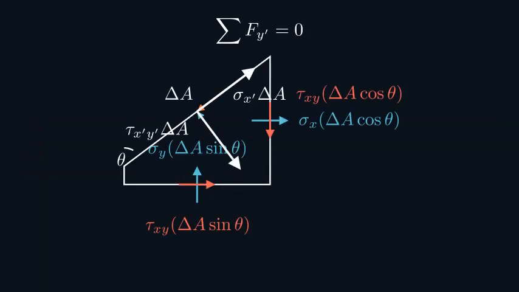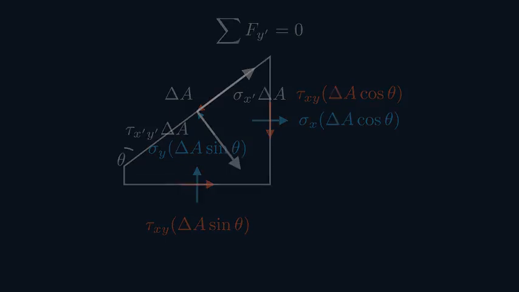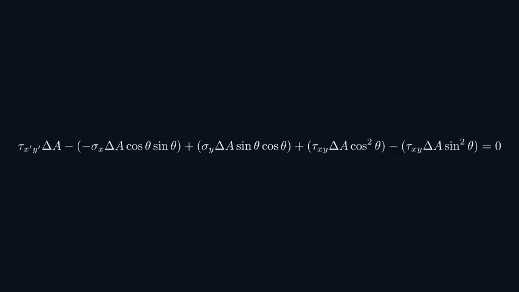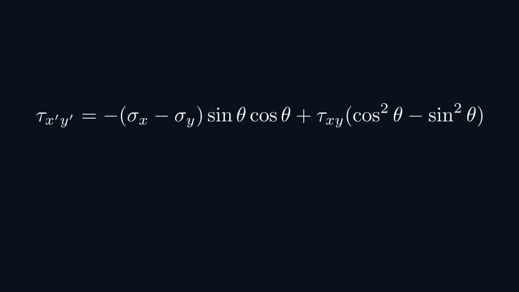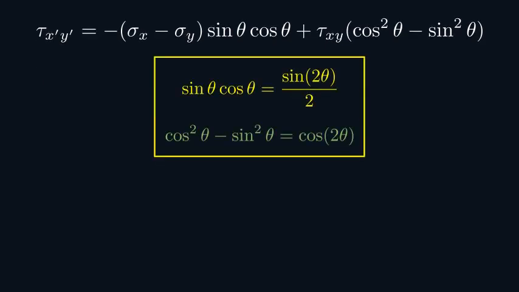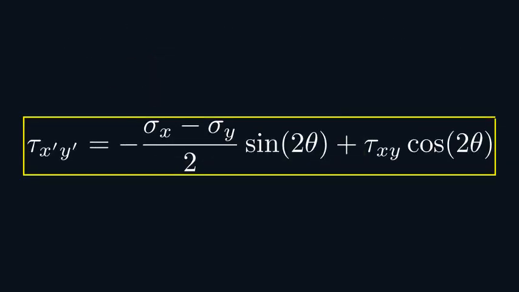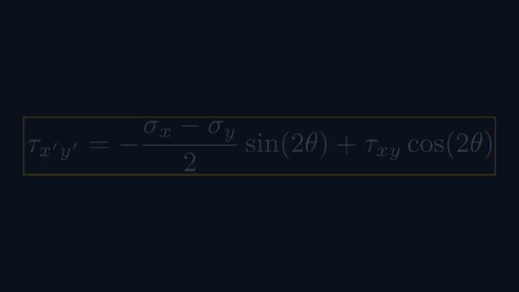Now we need to find the shear stress, tau x prime y prime. We do the exact same thing, but this time we sum the forces in the y prime direction. Following the same logic of projecting each force, summing them to 0, and canceling the area term, we arrive at this expression for the new shear stress. And once again, we can simplify this using our double angle identities to get the final clean transformation equation for shear stress. And there we have it.